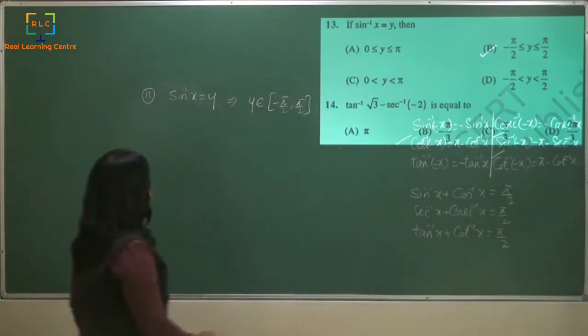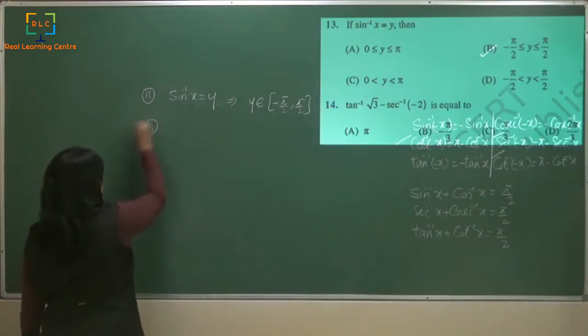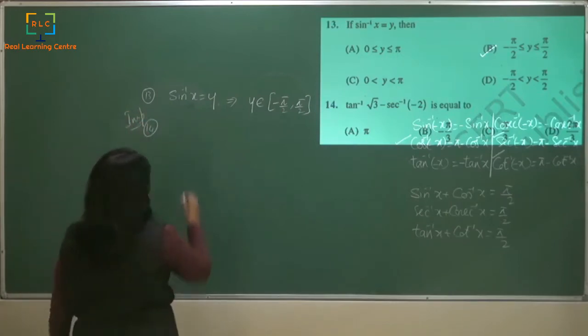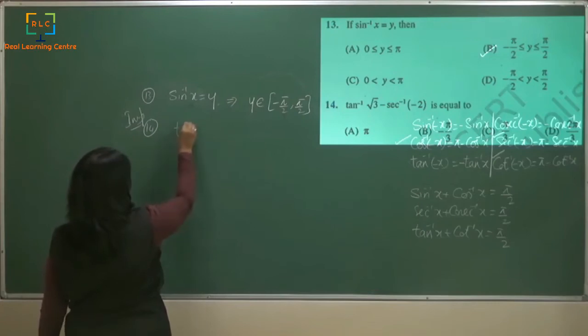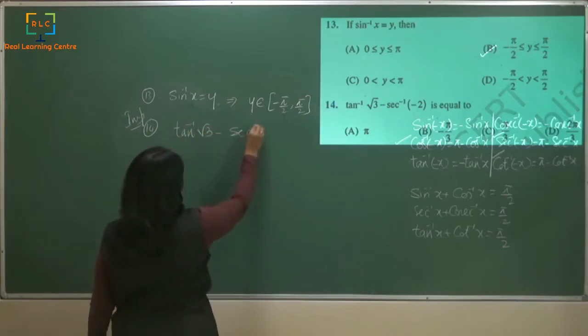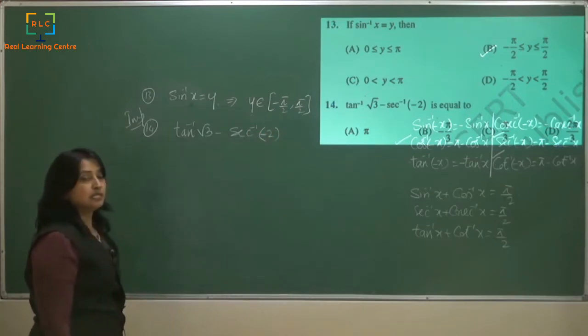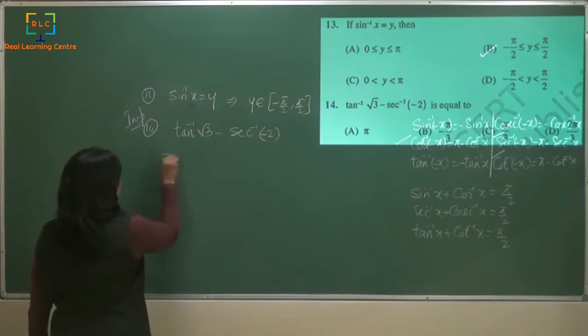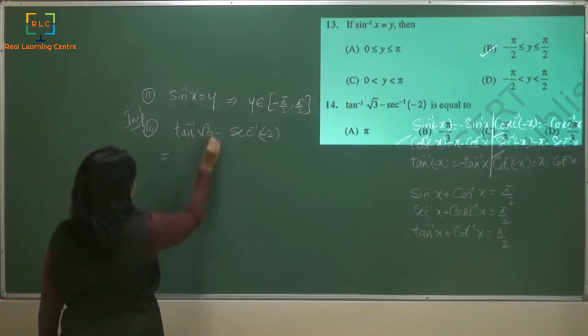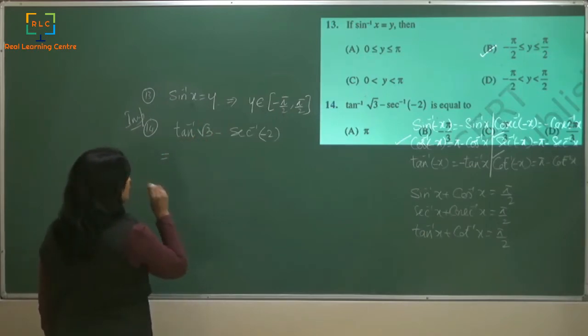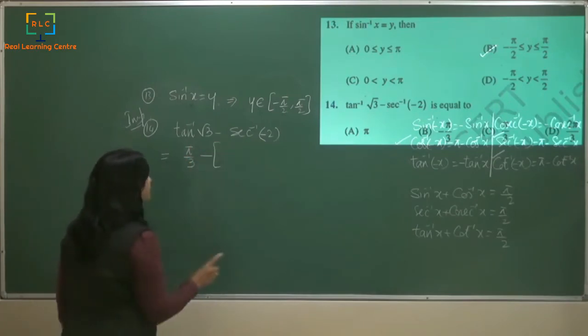So now coming to question number 14. Question number 14, very, very important problem. Question number 14 is, you have tan inverse √3 minus secant inverse of -2. What is this equal to? Let's do slowly. Tan inverse √3, tan of what degree is equal to √3? It is 60 degrees, so pi/3 minus, I'll open the brackets, you know why.